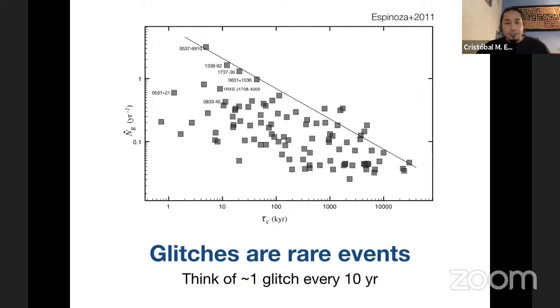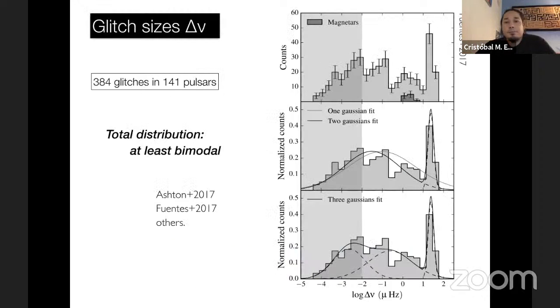So they are rare, and this has been a problem for the studies because we've had to wait a long time to have enough glitches to do any sort of statistics. And we'll talk now about glitch sizes.